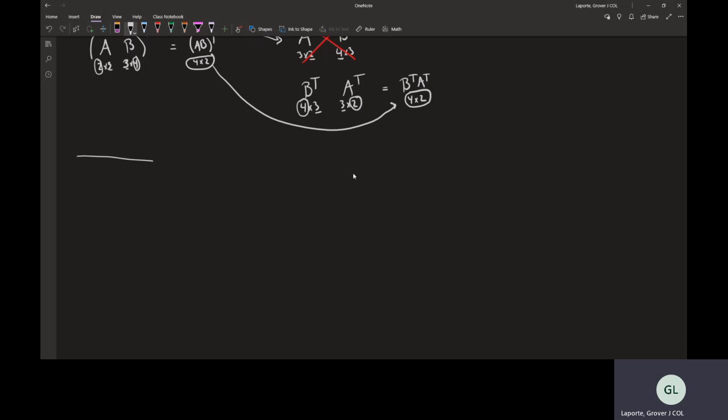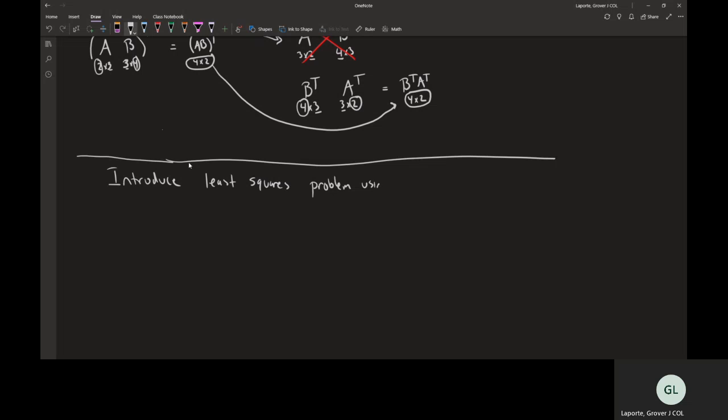Okay, so that is pretty much the linear algebra review that I wanted to cover before I even introduce the idea of least squares. All right, so now we just want to introduce the least squares problem. And then I'm going to come back and solve the least squares problem using an example. All right, so that's what we're going to do.